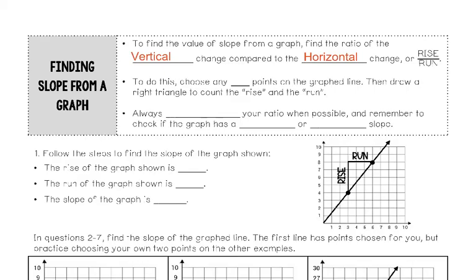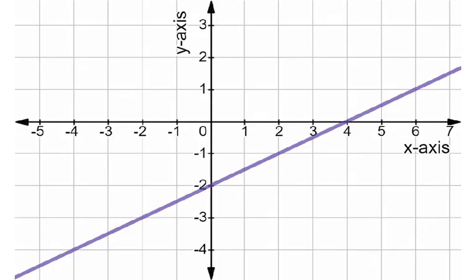Here's the formal definition of how to find the slope from a graph. To find the value of slope from a graph, you'll find the ratio of vertical change compared to the horizontal change. So ratio is a fraction, and we know that slope is a fraction. And what we're going to start calling it, in easier words, is the rise over the run. So here's how you do it for real. You do this by choosing any 2 points on the graph line. So let's start there with this example. The first step is to choose any 2 points on the graph line.